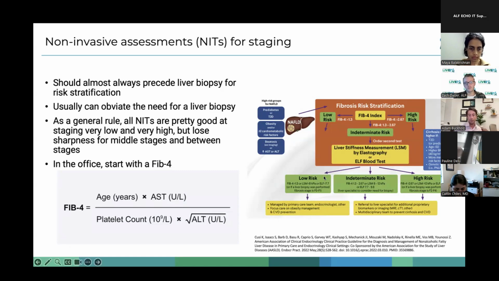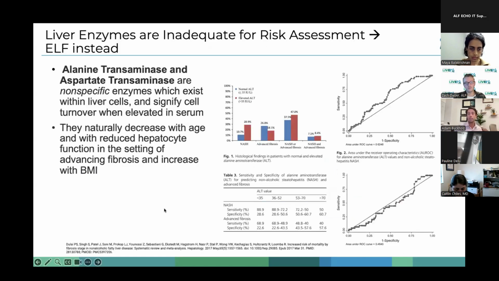A word, because sometimes it can be confusing, on using liver enzymes or ALT and AST to try to decide how severe someone's disease is. The problem is that ALT and AST are non-specific enzymes. They exist within the liver cells, and when you see them at high levels in the blood, it really means there's just increased cell turnover. But unfortunately, it doesn't necessarily mean there's inflammation, and certainly not inflammation due just to fat.